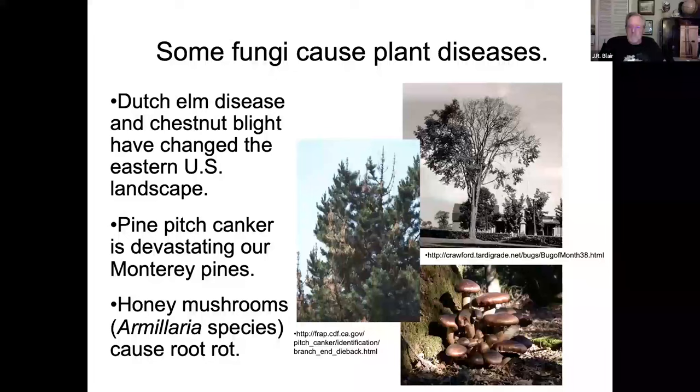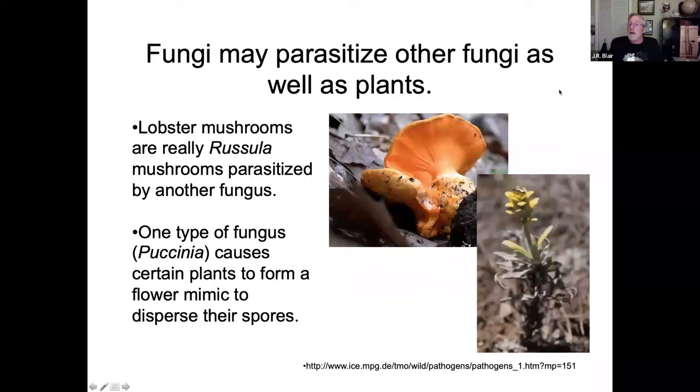And then there's some fungi that parasitize other fungi in addition to plants. So some of you may recognize this. This is called a lobster mushroom. It's pretty rare in the Bay Area, although I've seen it in Mendocino County and further north. Certainly saw it in Washington State quite a lot. And this is basically a parasitic fungus, like a mold, that has attacked a mushroom in the genus Russula.